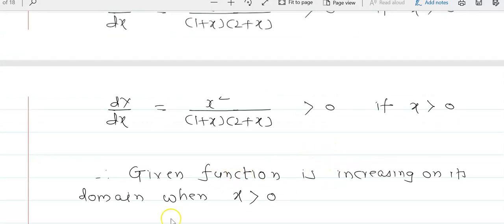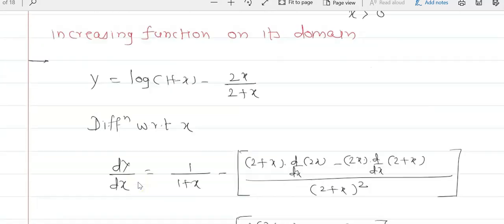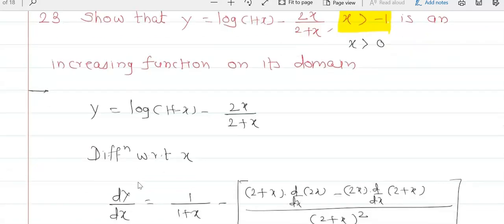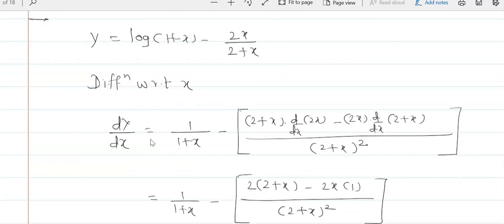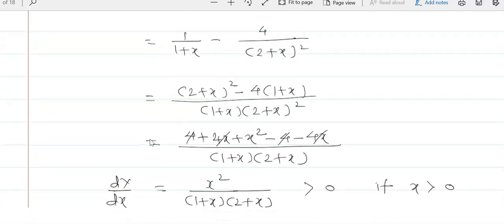Now here the given function is increasing on its domain when x is positive, when x is greater than 0. That's what we want to prove. You can see what we have done here: y equals log of 1 plus x minus 2x upon 2 plus x. We have this increasing. That is the first derivative. We simplify it, and we have that the first derivative is positive for x greater than 0.